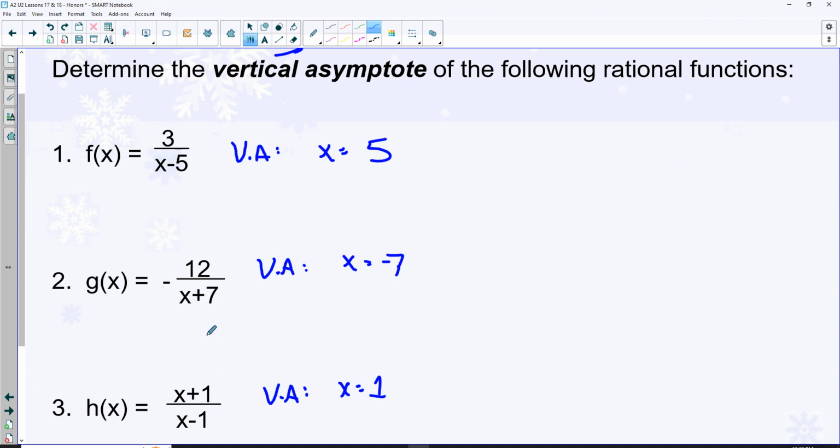So for vertical asymptotes, another last piece here, the numerator is irrelevant as far as vertical asymptotes are concerned. Horizontal asymptotes, though, that's a different ball of wax.